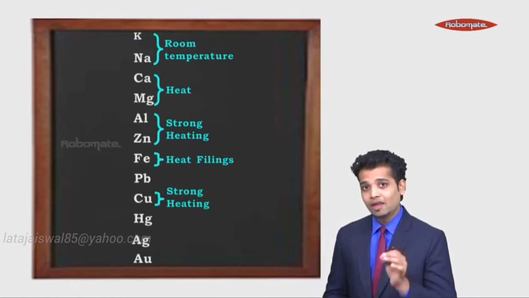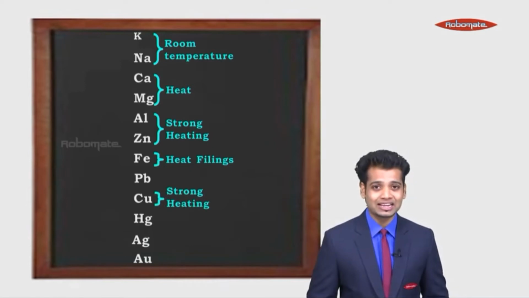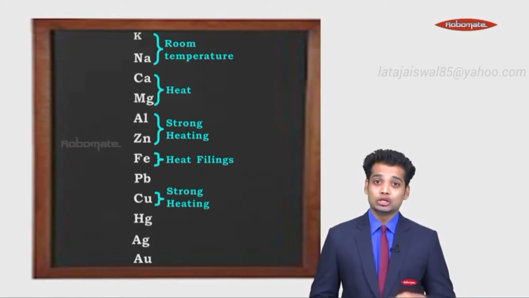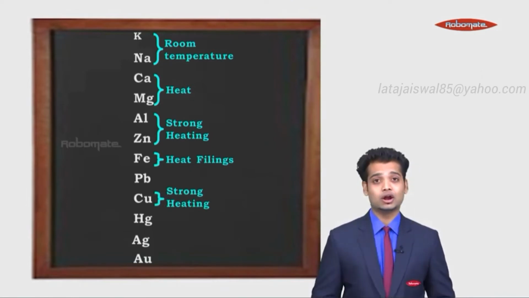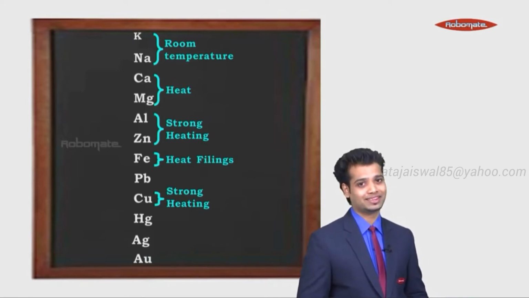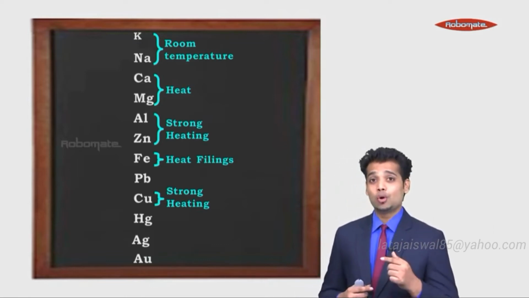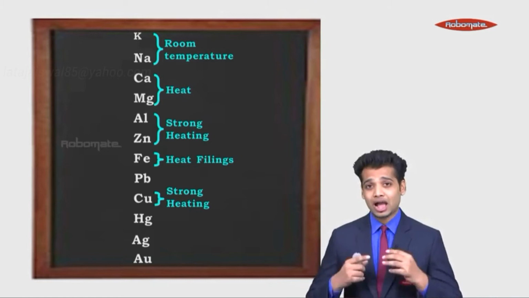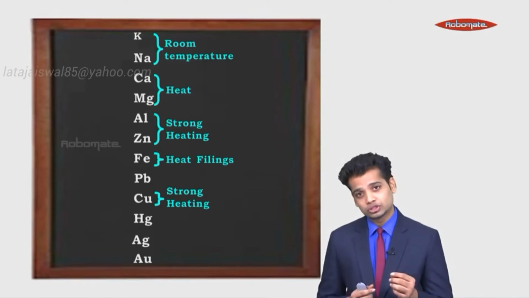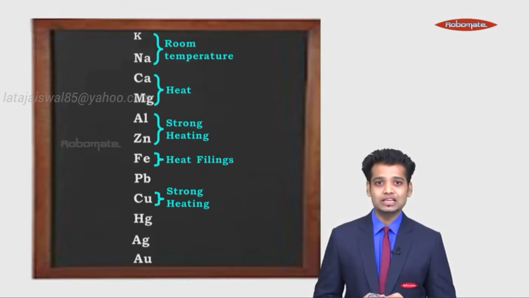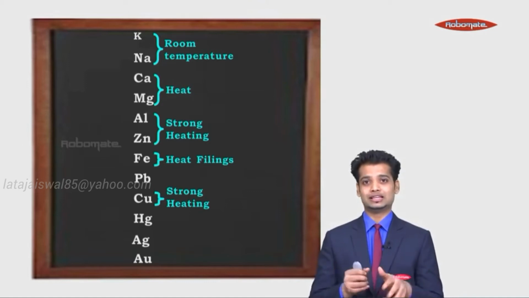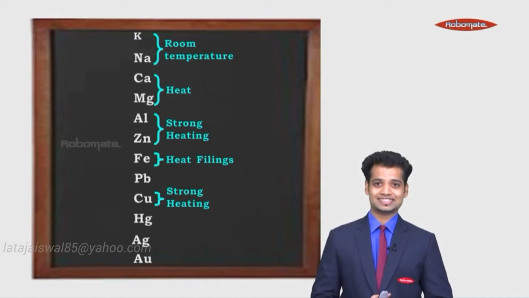So it only forms a layer of black copper oxide. So does aluminium, with a dull layer of aluminium oxide. The rest of the metals react with oxygen at very, very high temperature, but that is not physically possible, so we are not going to study this in this syllabus.